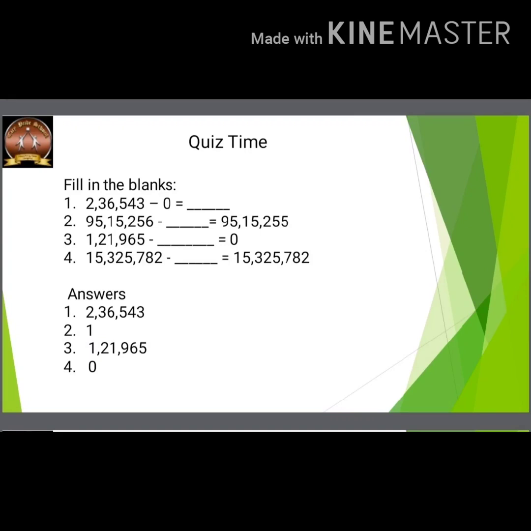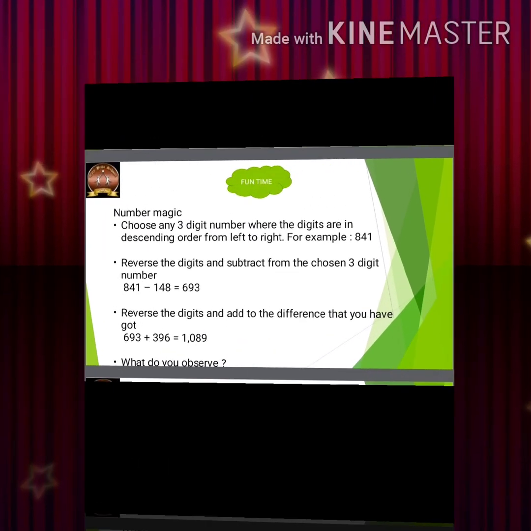Now the last one. You can read it in your way as you are comfortable with the international and Indian system of numeration. But this time for you all, I'll just read out the numbers. 15325,782 minus what will give you 15325,782, the same number. So again it's going to be 0 here. So I hope you have enjoyed the quiz time. See you with some more quiz time later.